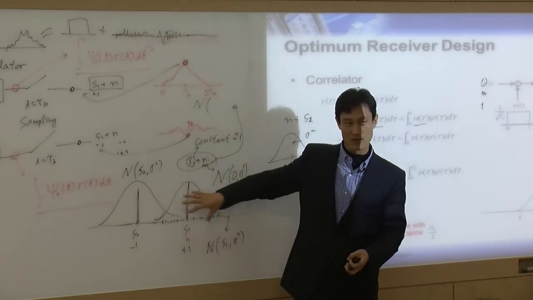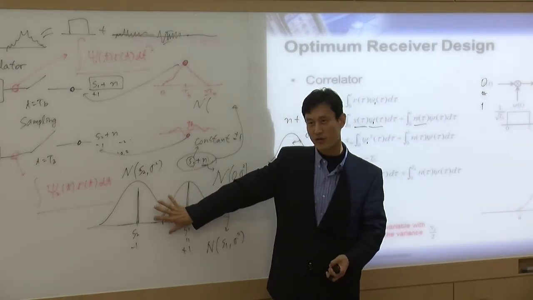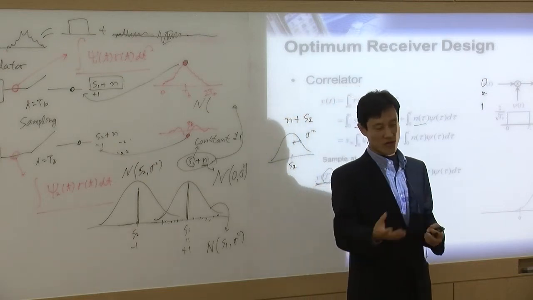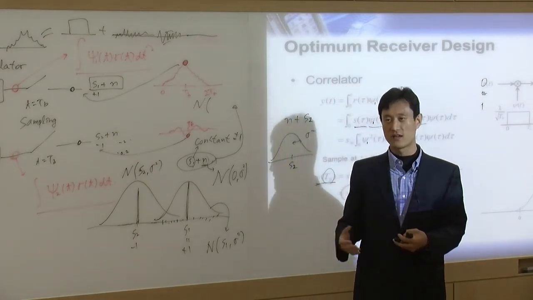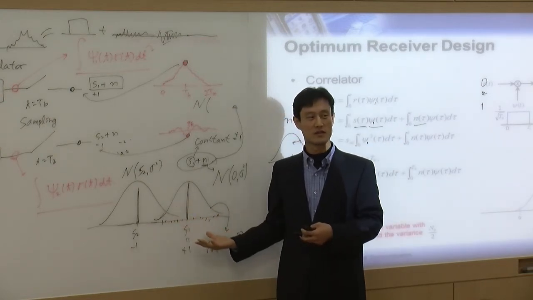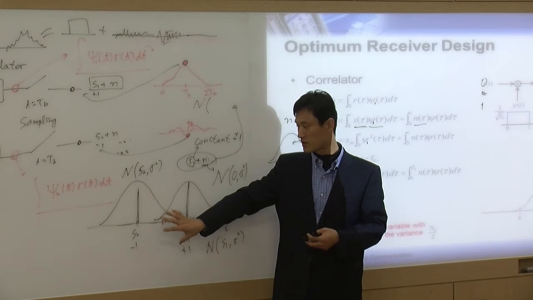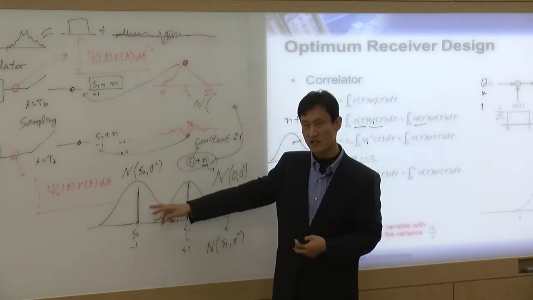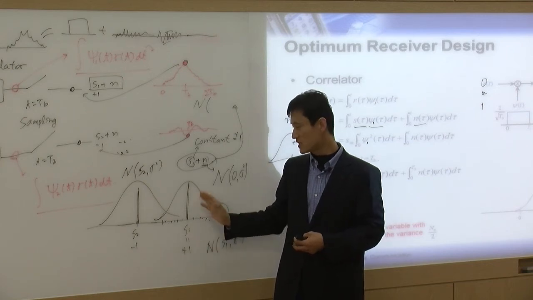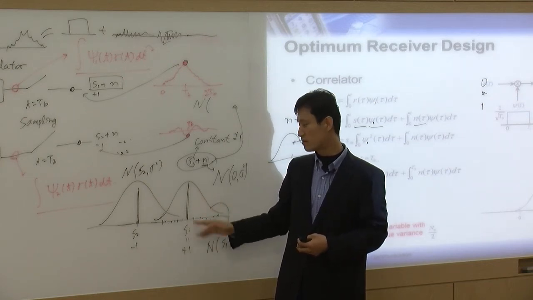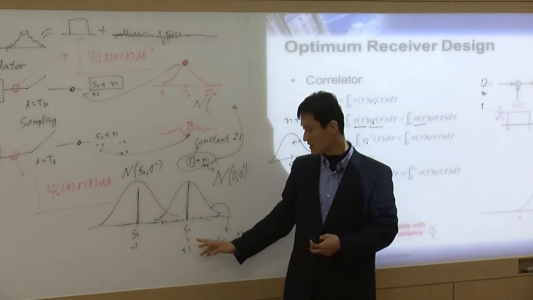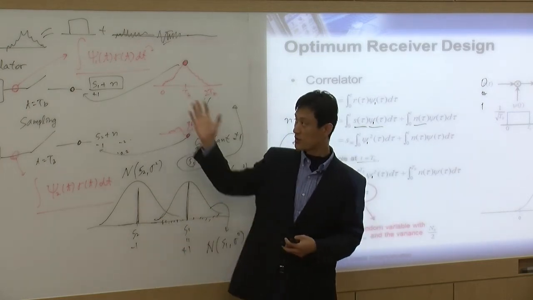Please remember this picture. This is a very important picture. We're going to look at this picture many, many times later, tomorrow and the next week and the following week. Just remember this picture. We have two Gaussian distributions, and each one has a different mean. This Gaussian distribution has the mean at S1. This one has the mean at S2. And why is it S1 and S2? Because of all this.